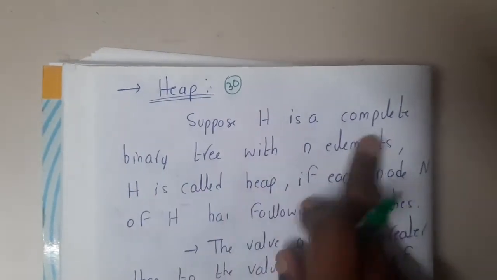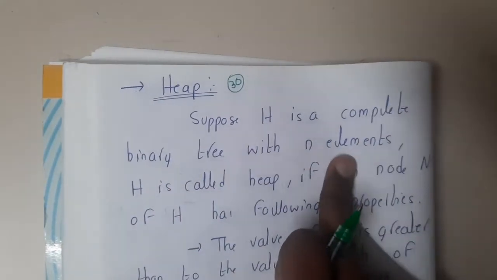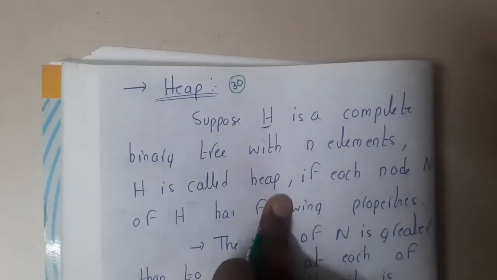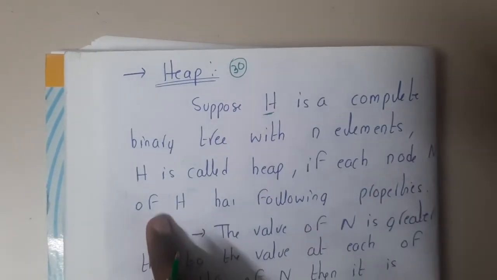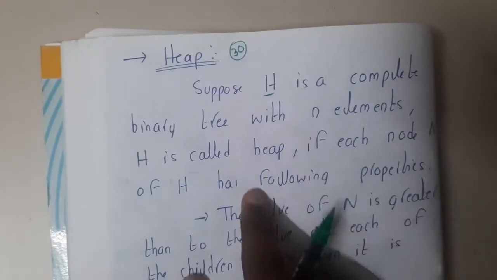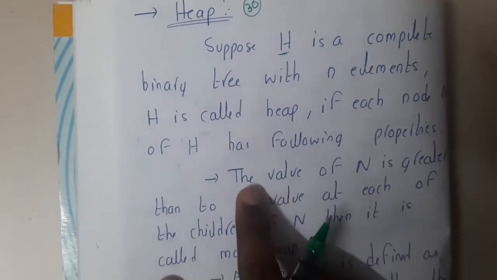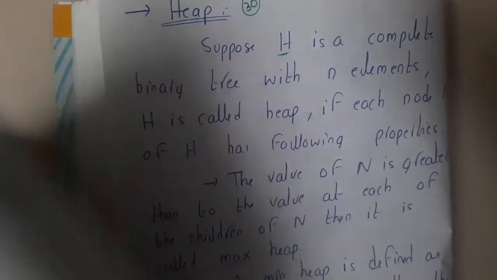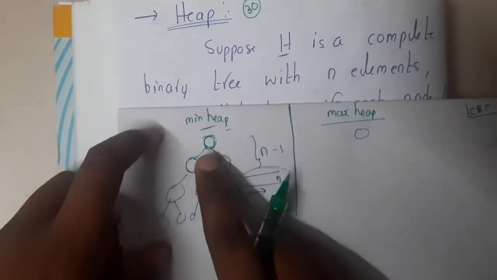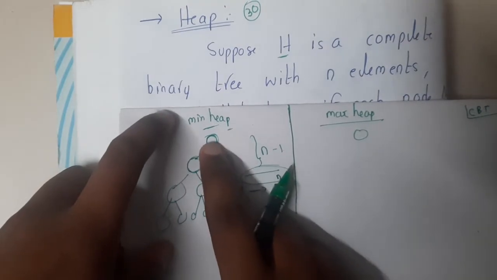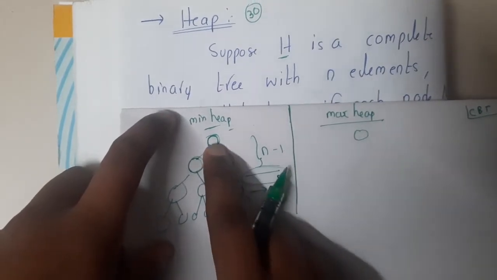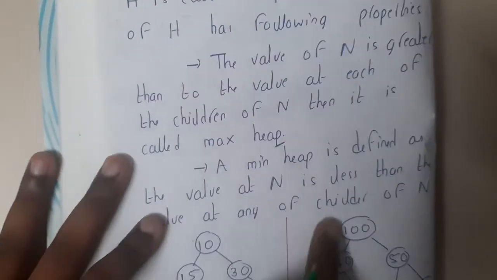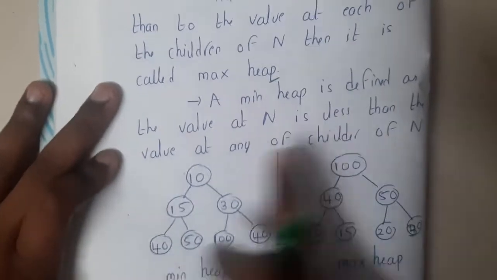Suppose H is a complete binary tree with n elements. H is called a heap if each node of H follows the property: the value of the node is greater than the value at each of its children. What I told you is that for a min heap the property should be less than. If you take this node and it is the minimum value, then among these two values it should be the minimum if you compare. That's what is written here. If it is maximum, it will be a max heap. If it is minimum, it will be a min heap. These are the examples.